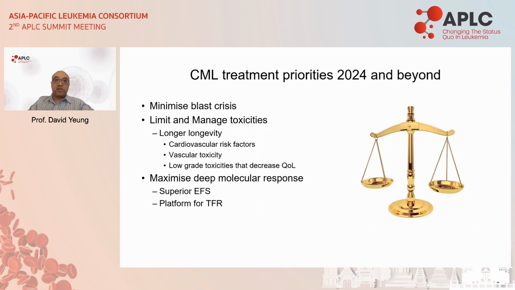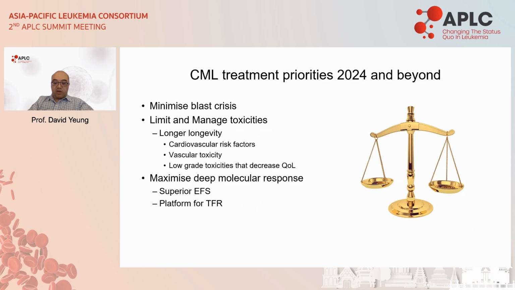So the priorities for CML treatment and management in 2024 and beyond, as I said, all of us want to minimize disease progression and blast crisis because of the very difficult to salvage nature of blast crisis. We want to limit and manage toxicities because patients are living longer, and we don't want to saddle them with a stroke or heart attack that would limit their full potential to carry on with their lives. And we also recognize that there are many low-grade toxicities that decrease the quality of life of patients.